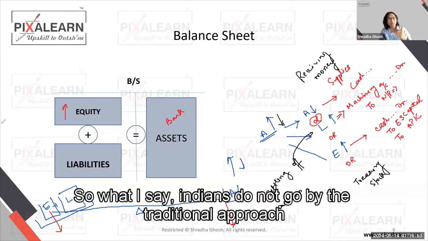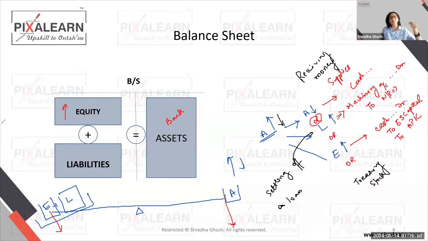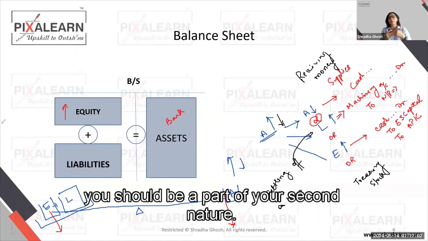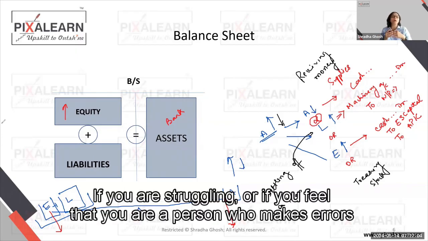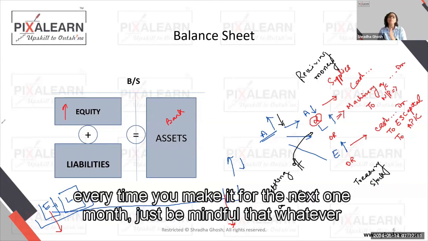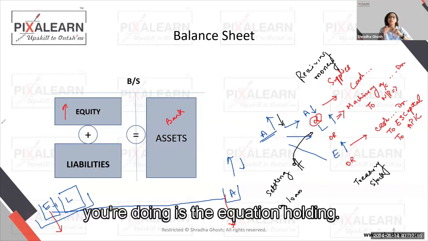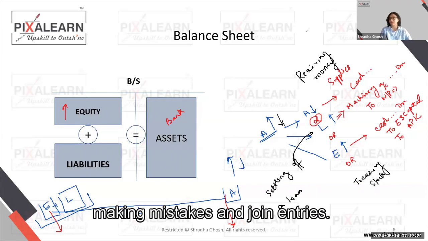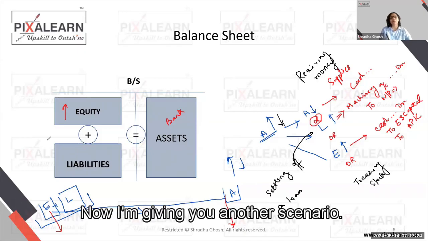Okay. So what I'm saying is, do not go by the traditional approach of golden principles of, if you know this, excellent, because by this time it should be a part of your second nature. If you are struggling, or if you feel that you are a person who makes errors in journal entries, every time you make it for the next 1 month, just be mindful that whatever you're doing, is the equation holding true. Chances are you do it 10 times, 12 times for a month, and you will stop making mistakes in journal entries. Okay. Now I'm giving you another scenario.